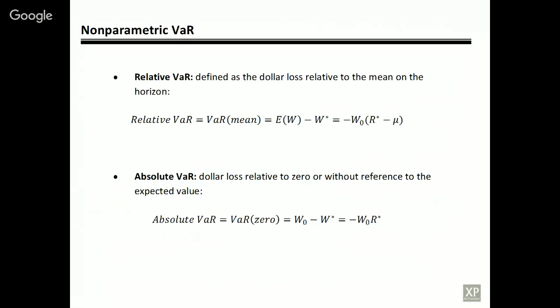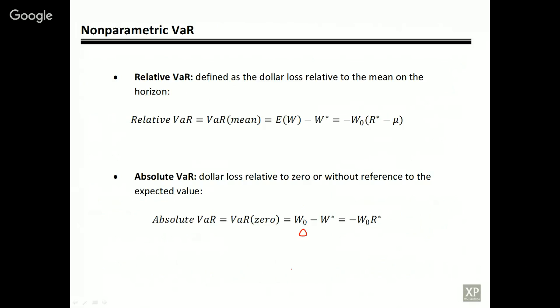We can then define relative VAR and absolute VAR. Relative VAR is defined as the dollar loss relative to the mean on the horizon, and absolute VAR is the dollar loss relative to zero, or without reference to the expected value. So relative VAR is the expected value of W minus W star, our quantile value. And absolute VAR is W0, which is often just 0, minus W star.